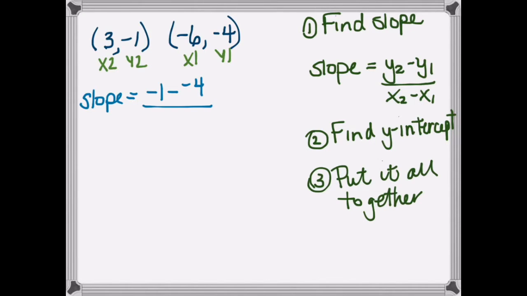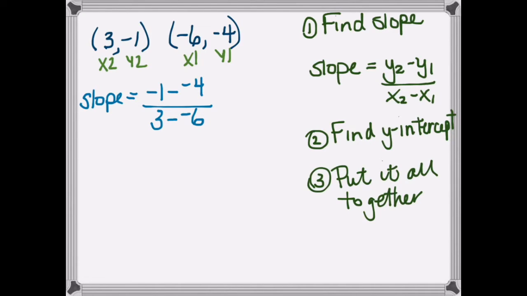So for the top, it'll be negative 1 minus negative 4. So then for the bottom, it's going to be x2, which is 3, minus x1, which is negative 6. Again, I wrote my negative sign and then put negative 6.